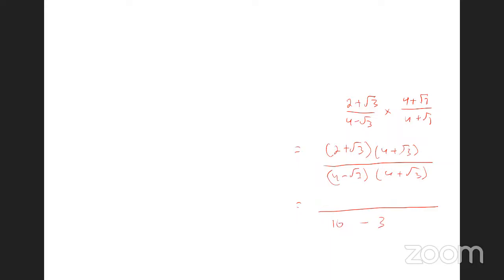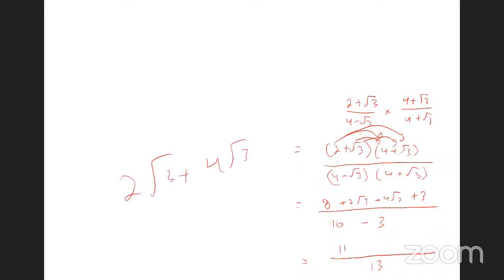The numerator, on the other hand, is 2 by 4, that's 8. 2 by root 3, that's positive 2 root 3. Root 3 by 4, that's 4 root 3. Root 3 by root 3 is plus 3. Then when you reach there, 16 minus 3, 13, 8 plus 3, 11. 2 root 3 plus 4 root 3 is 6 of them, right? So that's 6 root 3. Right? So there's some quick things to remember when it comes to rationalizing, right?